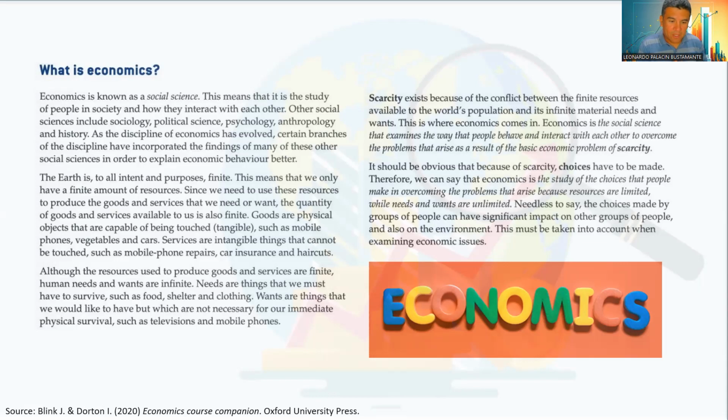In the last paragraph here, it is obvious that scarcity leads to choices. So people need to make choices because of the scarcity. So here we have another definition of economics. Economics is the study of the choices that people make in overcoming the problems that arise because resources are limited, while needs and wants are unlimited. So, as I said, for this conflict that appears, economics as a discipline helps you to make the right choices, or the most efficient choices at least.